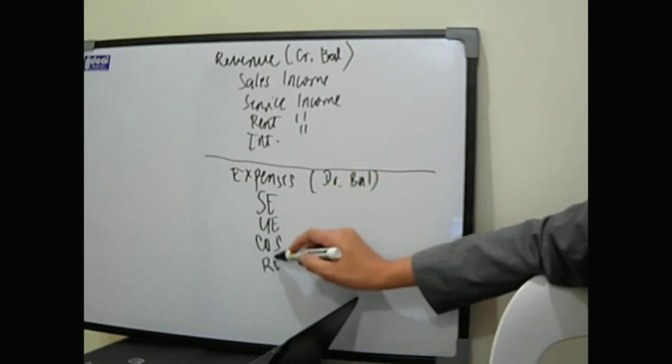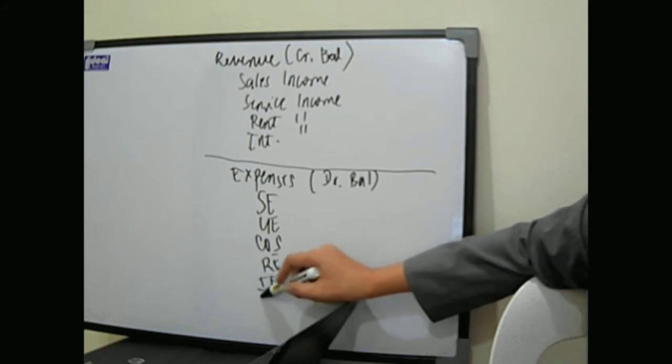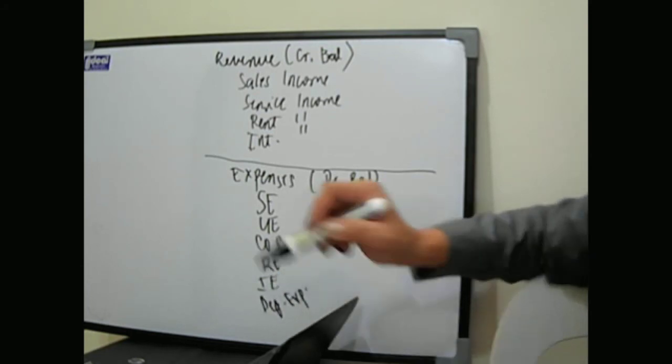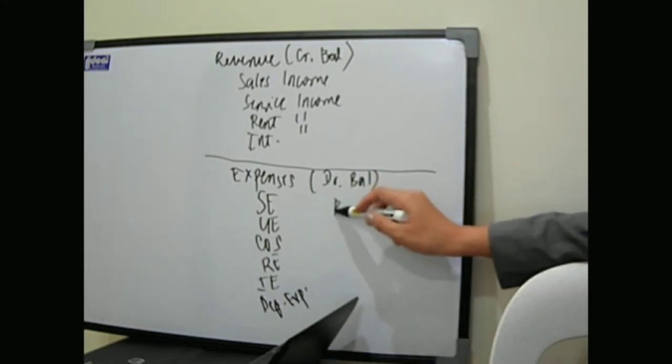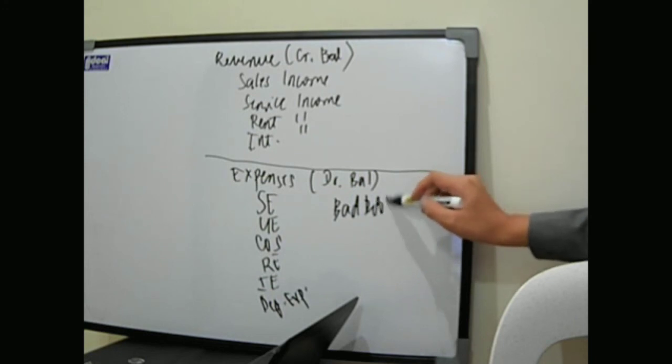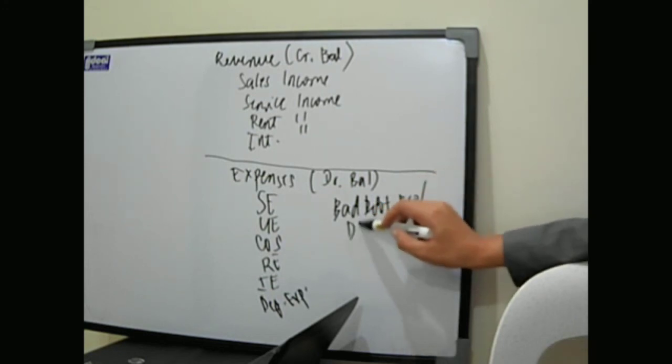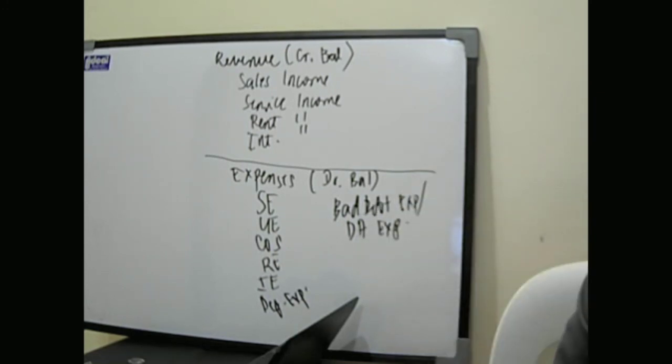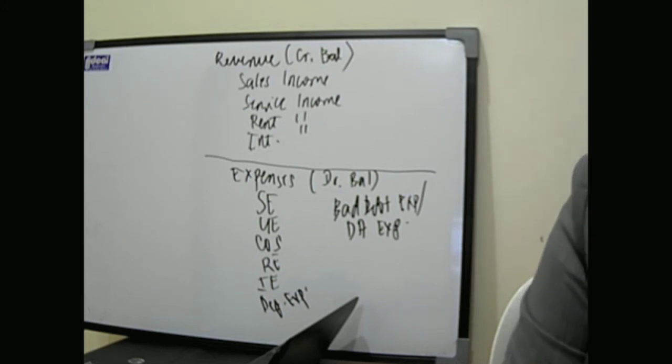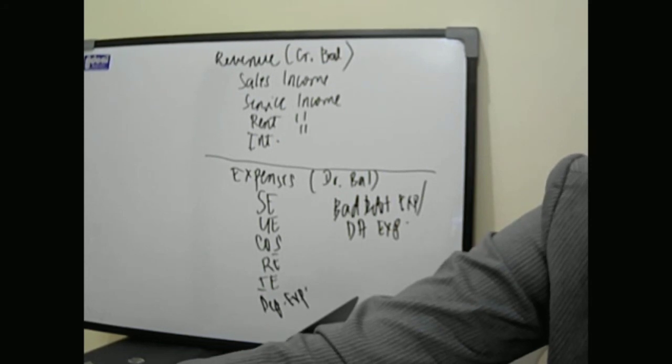Then, we have rent expense, insurance, depreciation expense, na-discuss na natin kanina. Meron din tayong tinatawag na bad debt expense, or doubtful accounts expense. Yung mga expense sa receivable natin na hindi na natin na-kolekta. Binabad debt na natin yan, masamang utang or doubtful account expense. Instead na ma-receive pa sana natin, hindi na siya makakabayad, tinakbuhan na tayo, binabad debt expense na natin instead na magiging cash pa siya, no?